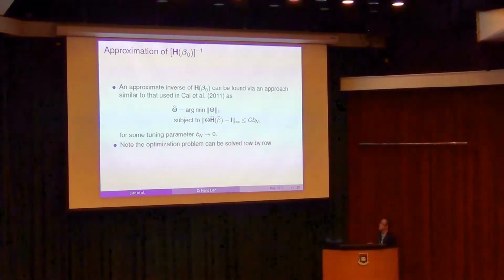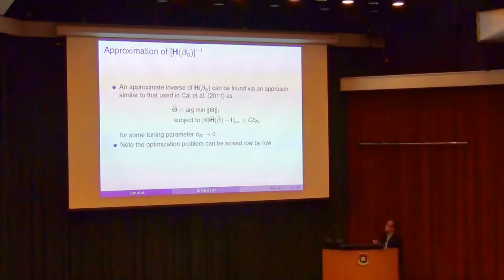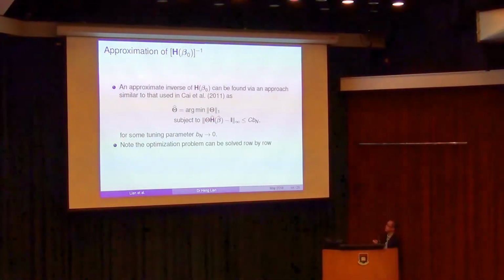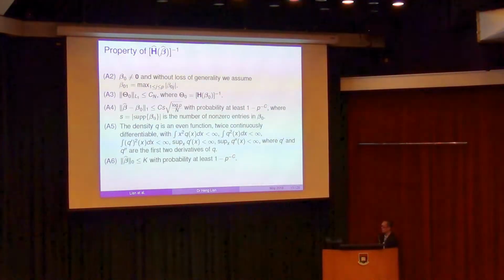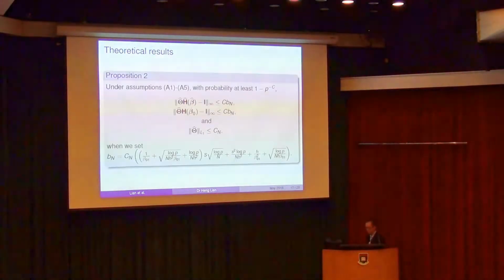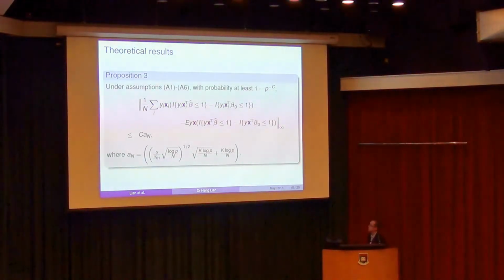So the way is this. Instead of taking the inverse, we constrain it. We say we want to estimate theta, which supposedly is the inverse of the Hessian matrix, but we don't directly take the inverse. We say the product of this inverse with H hat is close to the identity, and we minimize the one norm of the matrix. In this case, we can get an estimator of the inverse of the Hessian matrix. Okay, so we put everything together. We can show some theoretical result.